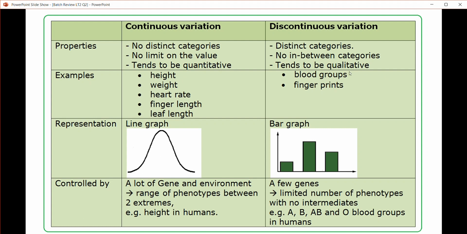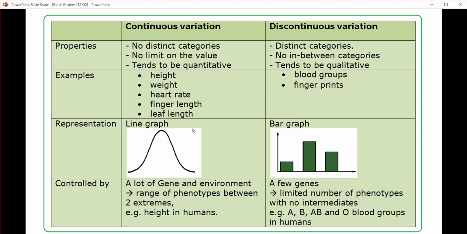For discontinuous variation, there's a distinct category, there's no in-between category, and that's very important, and it tends to be qualitative. Examples of these are blood groups, which only have blood type A, blood type B, blood type O, and blood type AB, only 4 of that, compared to the range that can be found in height, weight, heart rate, and finger length. Fingerprints also would have discontinuous variation.